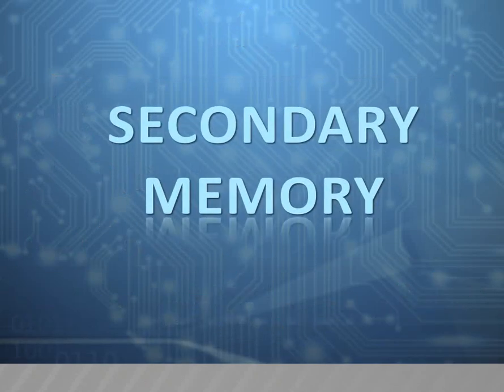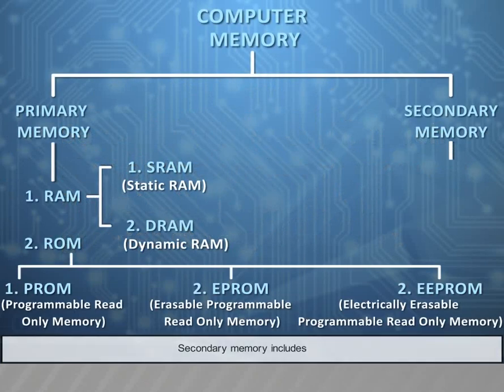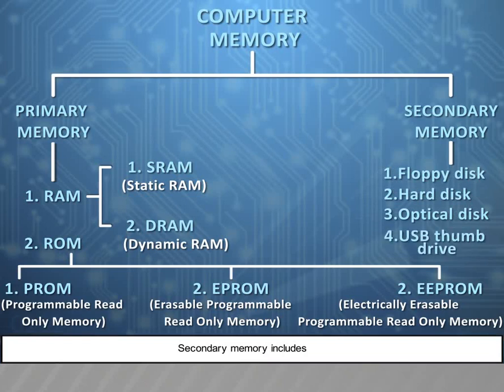Secondary memory. Secondary memory is much slower than primary memory. It typically offers a far greater storage capacity. Secondary memory includes floppy disk, hard disk, optical disk, USB thumb drive.